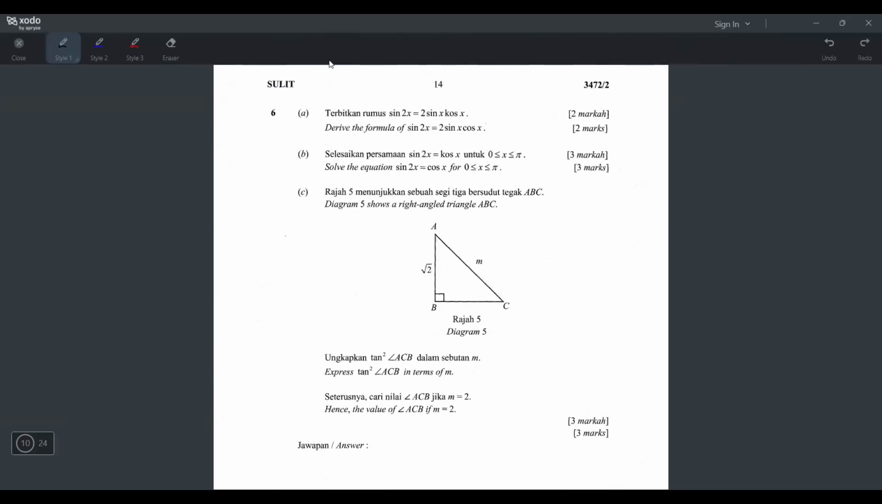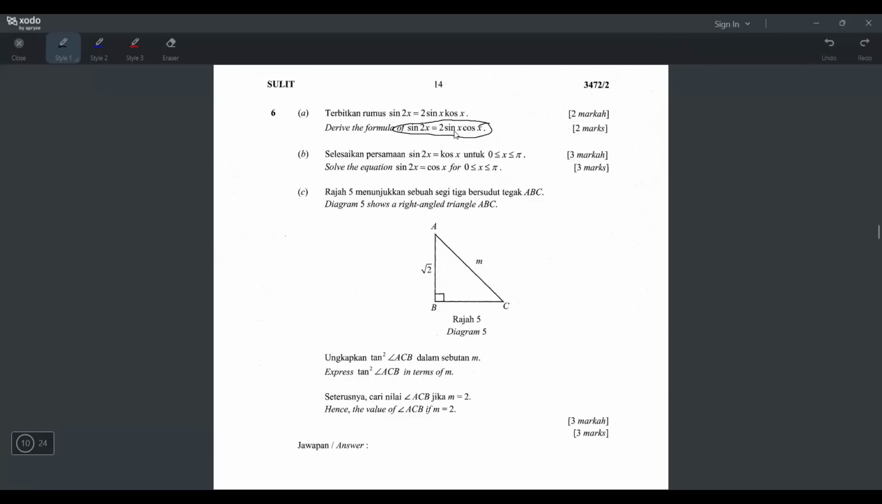Okay, let's do 6A. So what it says here, terbitkan rumus sin 2x equals 2 sin x cos x. Derive the formula of sin 2x equals 2 sin x cos x. Okay, this is the trigonometry chapter. Form 5 chapter 6 kalau tak silap saya. It's called trigonometry, right? Okay, this is one of the formula we learn in the chapter.